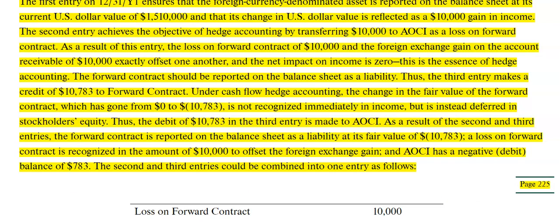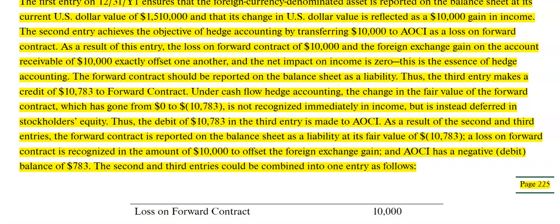The first entry on 12/31/Y1 ensures that the foreign currency denominated asset is reported on the balance sheet at its current US dollar value of $1,510,000 and that its change in US dollar value is reflected as a $10,000 gain in income. The second entry achieves the objective of hedge accounting by transferring $10,000 to AOCI as a loss on forward contract. As a result of this entry, the loss on forward contract of $10,000 and the foreign exchange gain on the account receivable of $10,000 exactly offset one another, and the net impact on income is 0. This is the essence of hedge accounting.